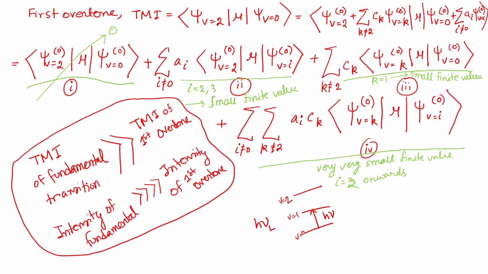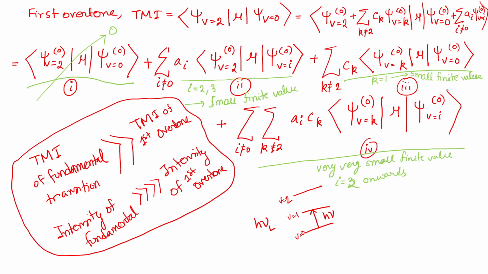Means if I am going to provide, let's say, the energy h nu for the 0 to 2 energy gap, I'm just providing that much energy. In that case, the transition will be maximum. In the case of the 0 to 2 transition, it will be the maximum.